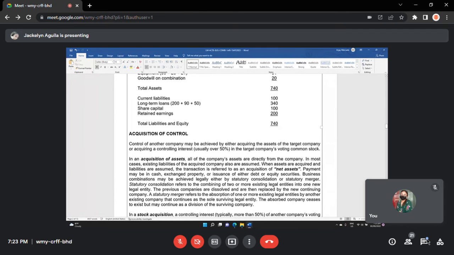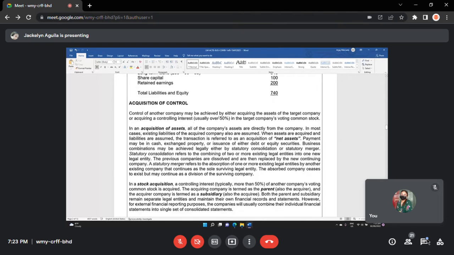Acquisition of control. Control of another company may be achieved by either acquiring the assets of the target company or acquiring a controlling interest, usually over 50% in the target company's voting common stock. In an acquisition of assets, all of the company's assets are acquired directly from the company. In most cases, existing liabilities of the acquired company also are assumed. When assets are acquired and liabilities are assumed, the transaction is referred to as an acquisition of net assets. Payment may be in cash, exchange property or issuance of either debt or equity securities.